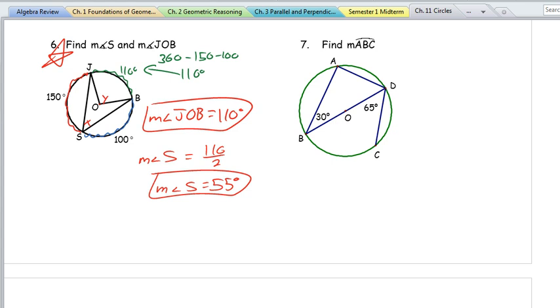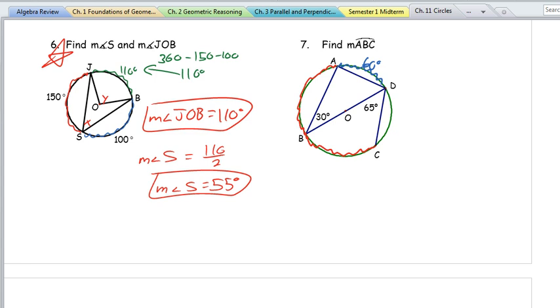This is going to be from A to B. We always follow it the way it asks us to go. So we want to find that angle. Alright, so we have some work to do. Start with what you know. We know if that inscribed angle is 30, this guy out here is twice that, or 60.